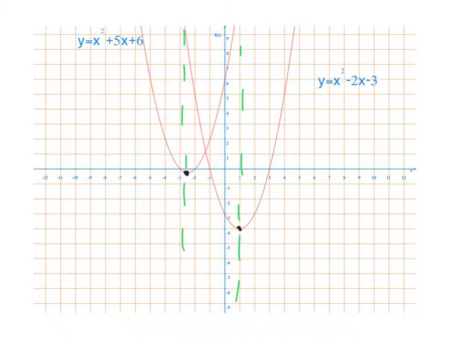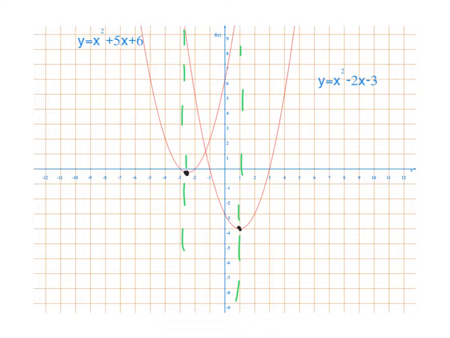We also can see that the vertex in both of these cases are minimums. If the parabola had been turned upside down, it would have given us a maximum value. But both of these are positive parabolas, and so they give us minimum values at the vertex. The vertex is located right on the axis of symmetry. Okay, so now that we've recognized that piece, let's continue on and see what else we can determine from some of this information that we have.